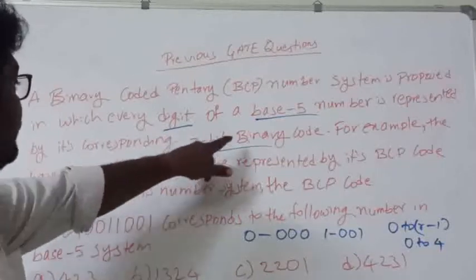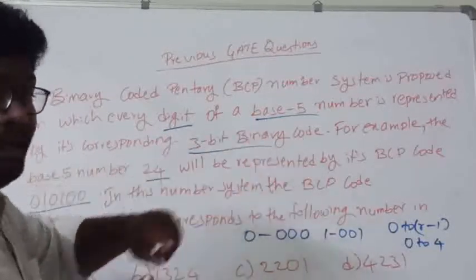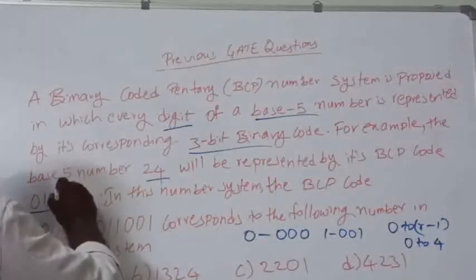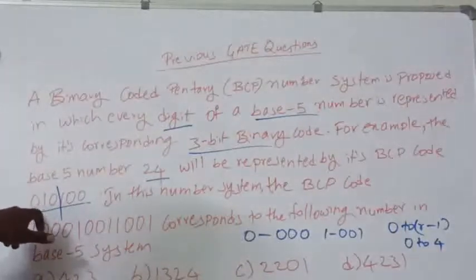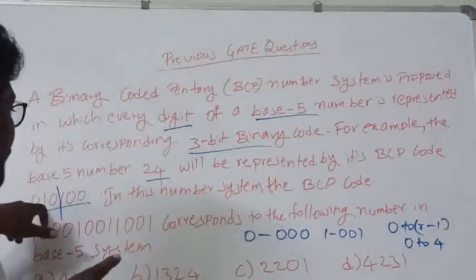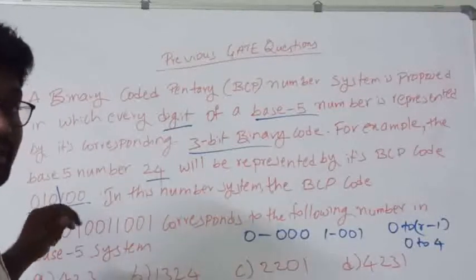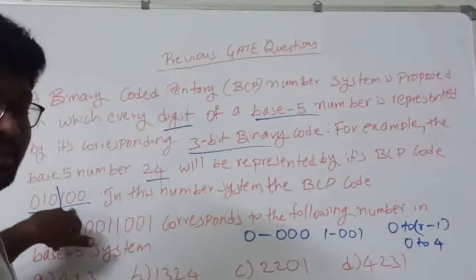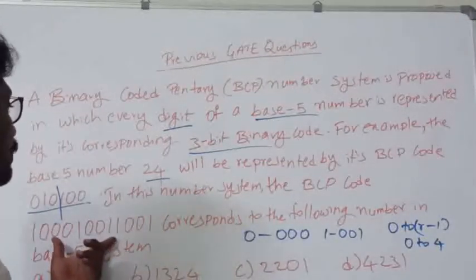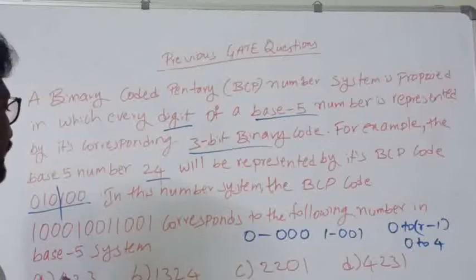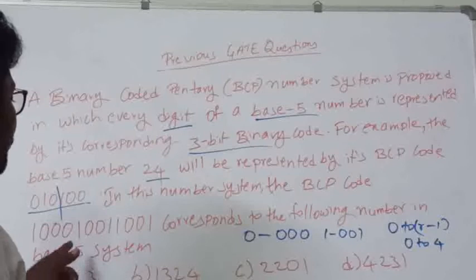They have already said that for a base 5 number system, each digit represents a 3-bit binary code. So the 3 bits have been divided. If we observe, the binary representation for 2 is 010 in 3-bit digits, and the binary representation for 4 is 100. A code has been given, and we need to find out the decimal number, right?